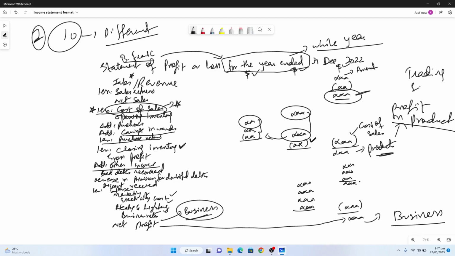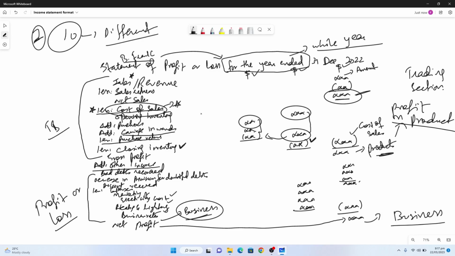This part, starting from the net sales till the gross profit, is termed as the trading section. Okay, it is termed as the trading section, TS. And if we go further from this till the net profit, it is termed as profit or loss. Sometimes MCQs come to you in your examination and they ask you this, and you need to know about that. Then we go further: gross profit, add other income.